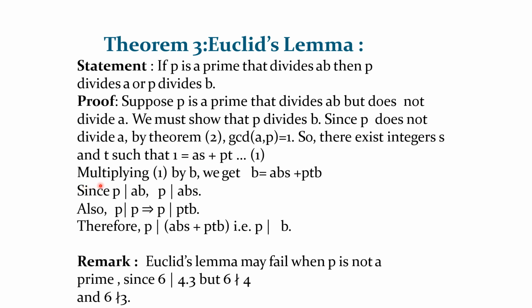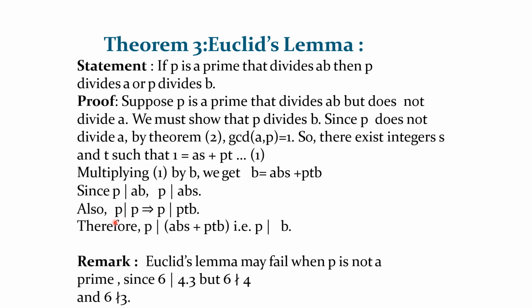Now we multiply equation number 1 by b. So 1 into b is b. Similarly, multiplying the right side by b we get asb plus ptb. Now the given part is p divides ab. As p divides ab, p divides abs. As already we have seen one result that whenever a divides b, a divides bc. So by using that result, p divides ab gives us p divides abs. Also p divides p because any non-zero integer divides itself. So p divides p implies p divides ptb.